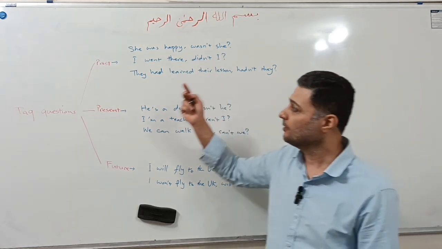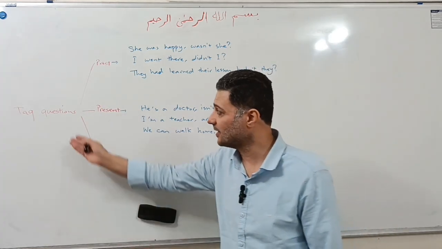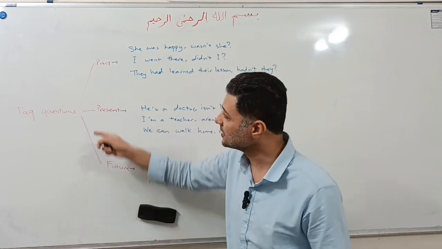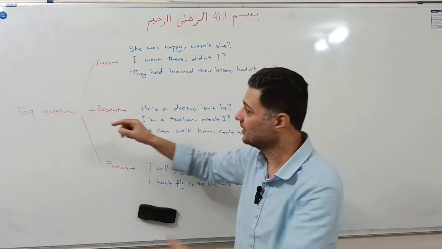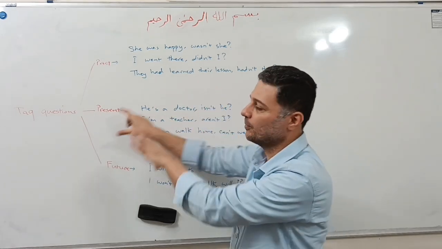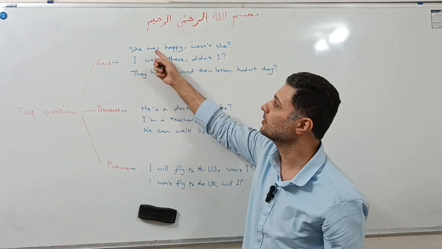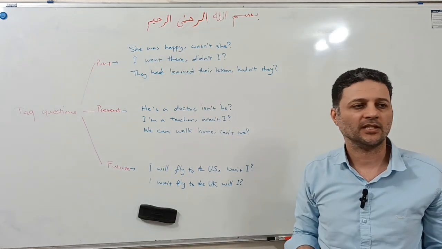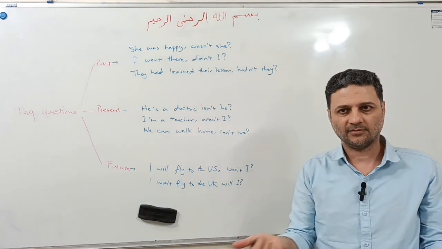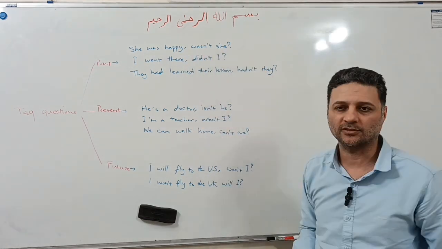Actually, they are not divided into past, present, and future. It's not about tenses. I'm just giving more examples, some that can be grouped under past tense, some present, some future. Like this example: she was happy. It's past tense, right? It's about past experiences or past events. She was happy, wasn't she?